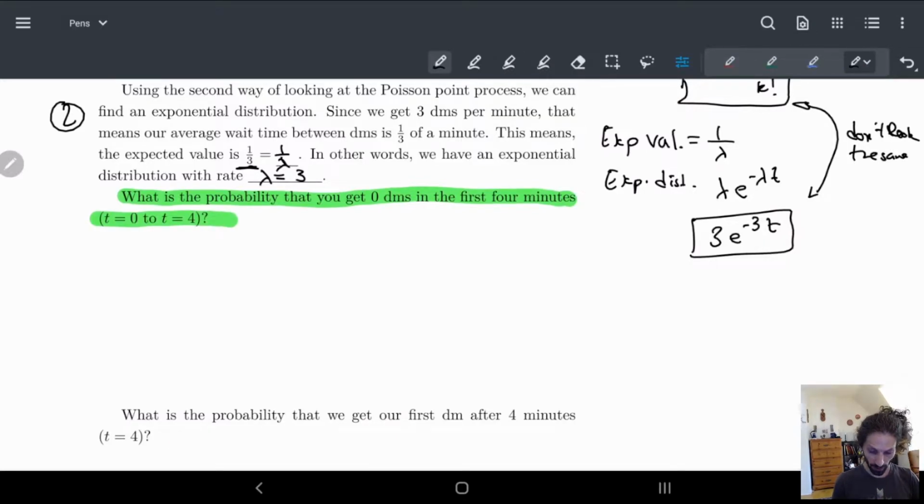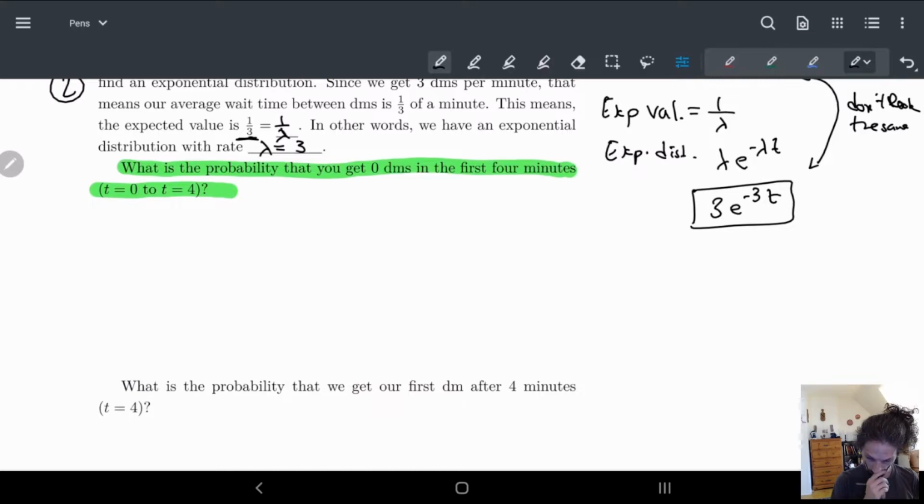Here I'm counting how many DMs I have in some interval. I'm given an interval of time and I'm saying I have this many. This should right away make me think, oh, I'm looking at number of points. I don't care about when the points happen, I just care about the number. So this should make me think, oh, Poisson. If I'm looking at Poisson, I need to set up my interval I. In this case, I have the first 4 minutes.